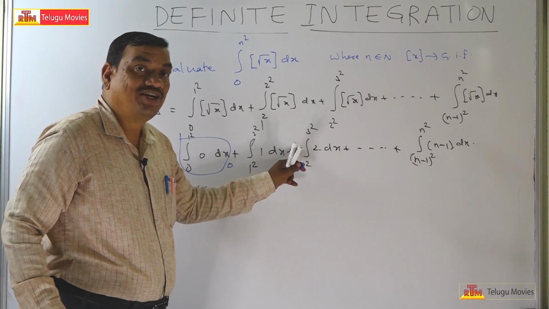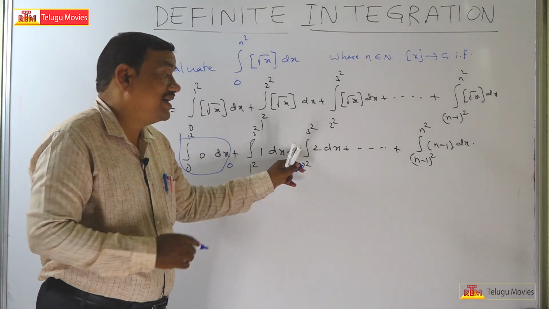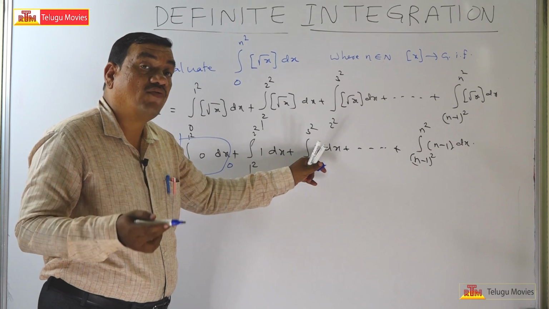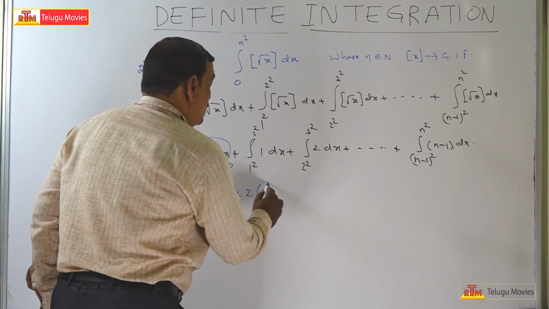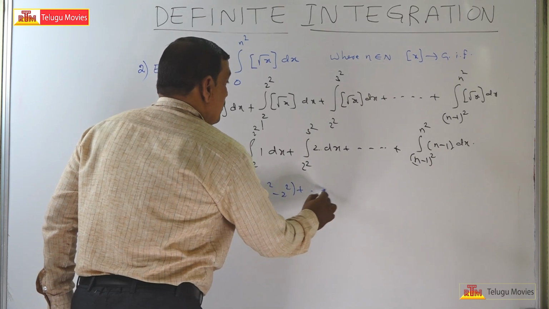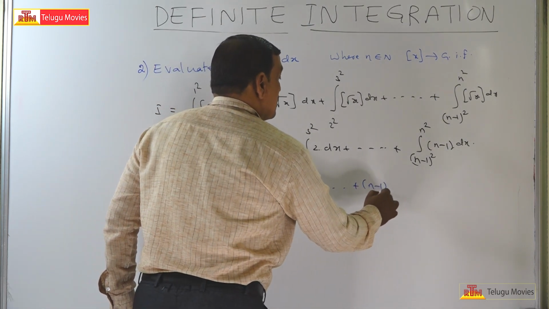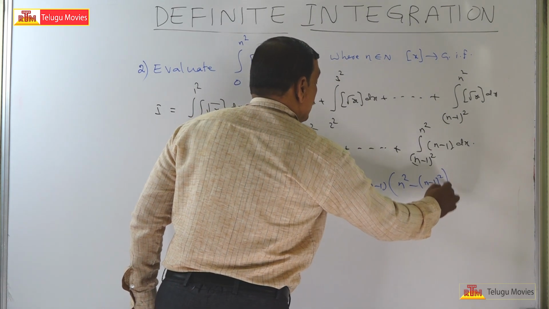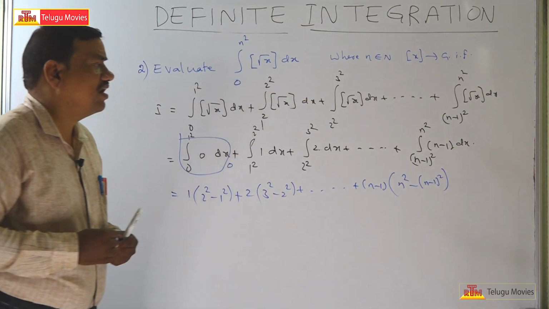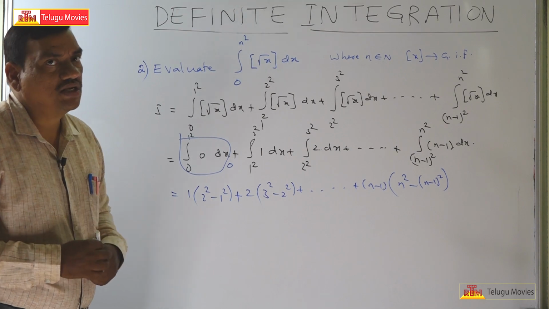The constant 2 outside, take it right out of the integral. Here 1 will be there. What is the integral of 1? x, upper limit minus lower limit. That means 3 square minus 2 square plus so on. Take n minus 1 common outside. So this is upper limit minus lower limit. Okay, so almost the integration part is completed.